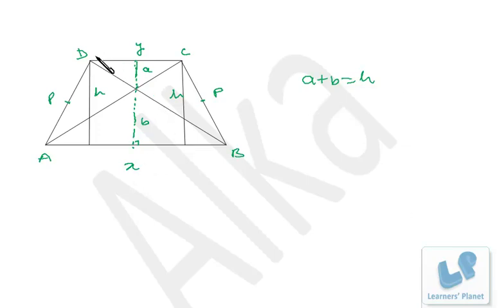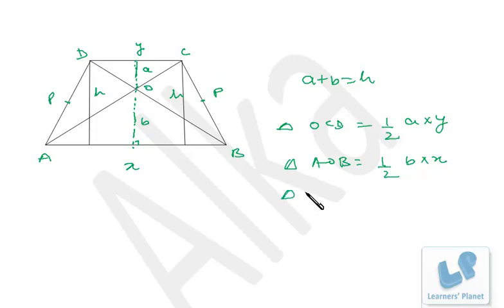Now what is the area of this triangle? That is half of y into a. I suppose this is O. The area of triangle OCD is half of A into Y. The area of triangle AOB is equal to half of X into P. The area of triangle ADC is equal to half Y into H.